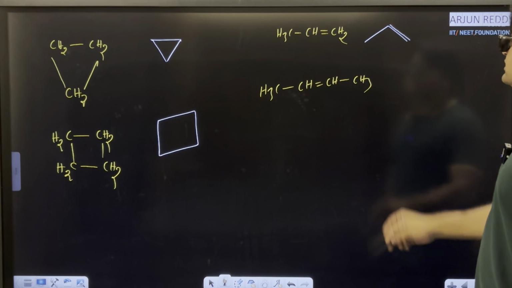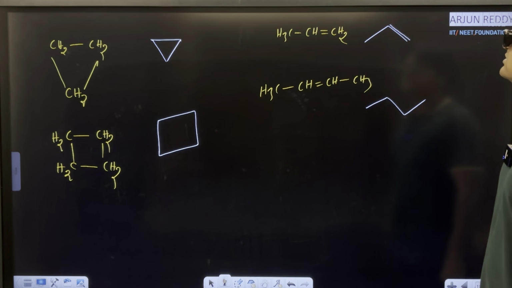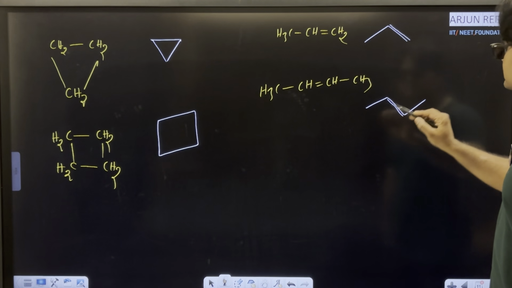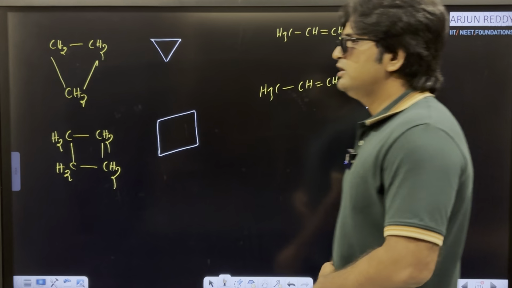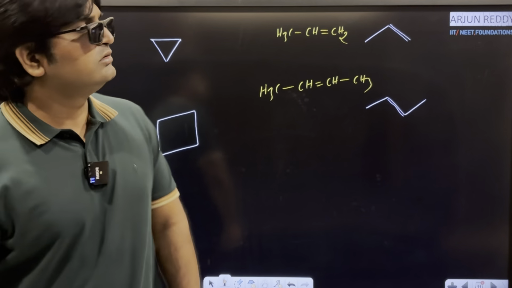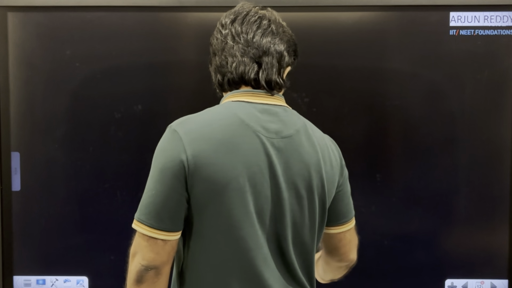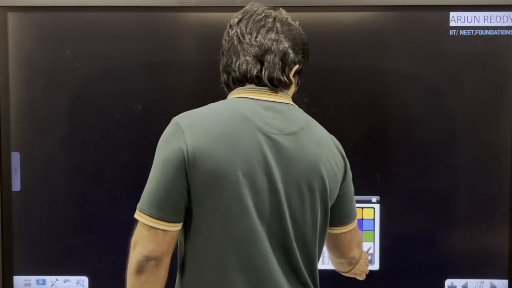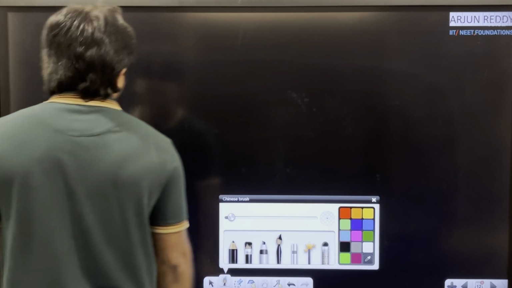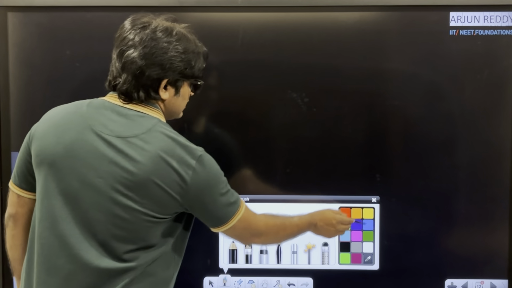Here 4 carbons are there, 2, 3, 4 carbons, and here a pi bond is present. That is the bond line notation for the given molecule. Yeah, one more example by using some functional groups I am writing. Here this is the given molecule.